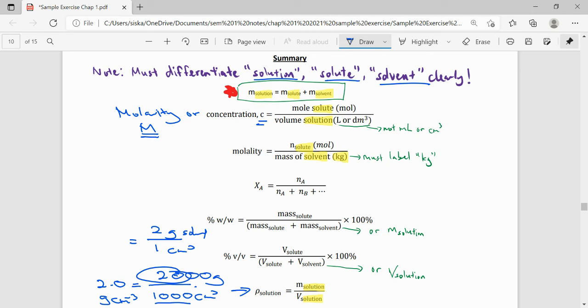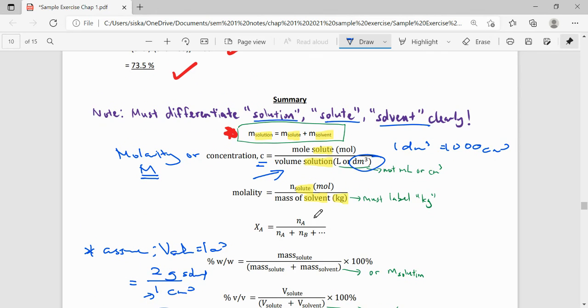Why do I use 1000 cm cube? Because remember, in concentration, we use dm cube, which means that 1 dm cube equals 1000 cm cube. So if you want to assume 1000 or 1 cm cube, make sure you write down: assume volume of solution equals 1 cm cube. However, if the question already gives the volume of solution, then you can no longer assume the volume of solution. So that's all for the summary for concentration measurement.